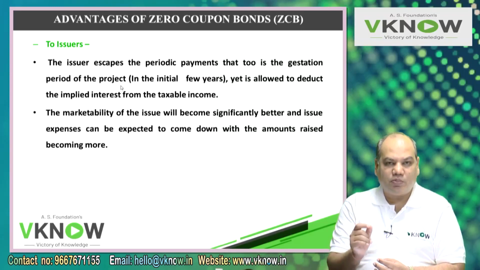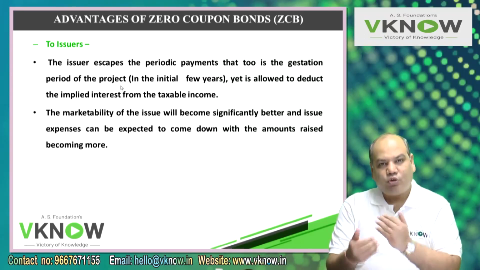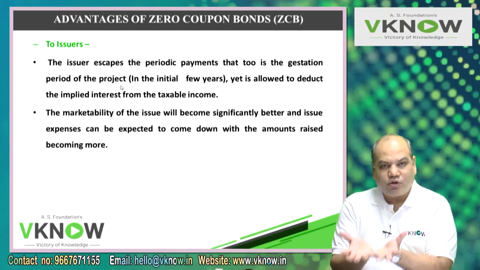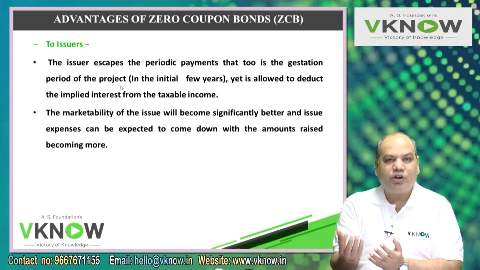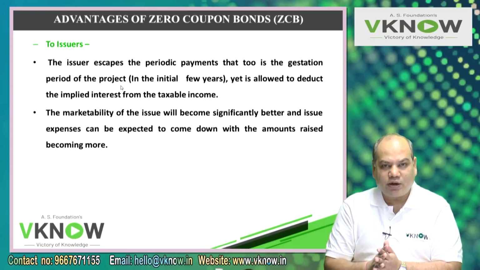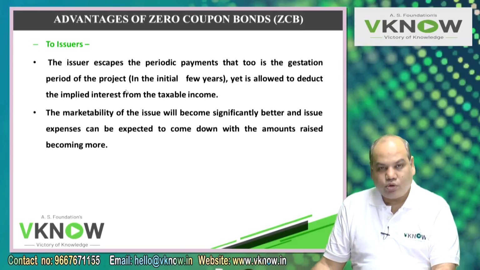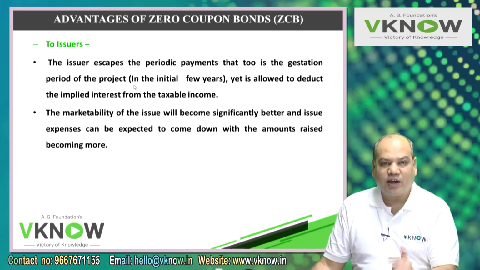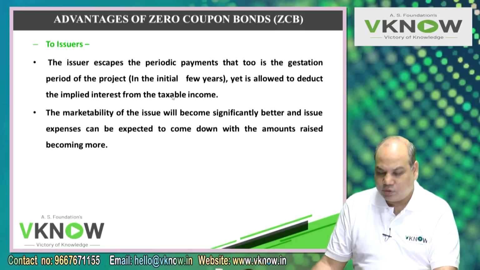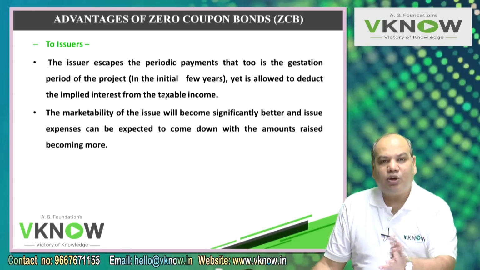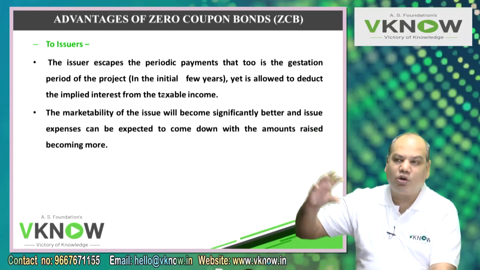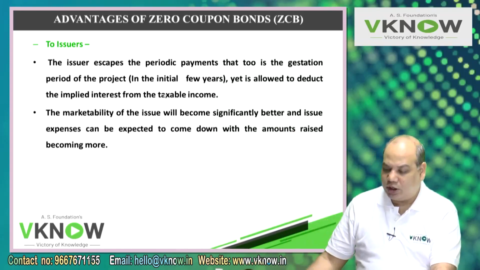If you issue a coupon bond, then every 6 months you will have to pay interest. But the project is not yet generating the income. So therefore there will be difficulty in paying the interest. So when you issue a zero coupon bond or a deep discount bond, you don't have to pay interest. Interest will accrue, but interest outflow in the form of cash outflow will not take place. Okay. So you will only account for the interest accrual, but the payment of interest will be only on maturity.